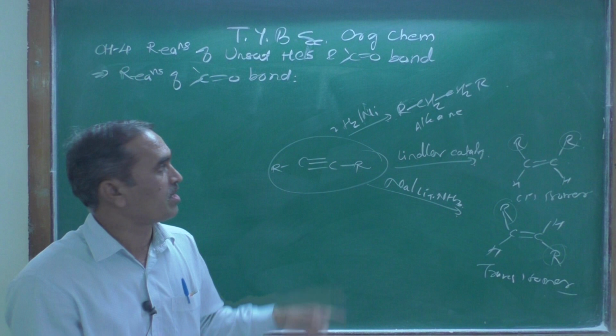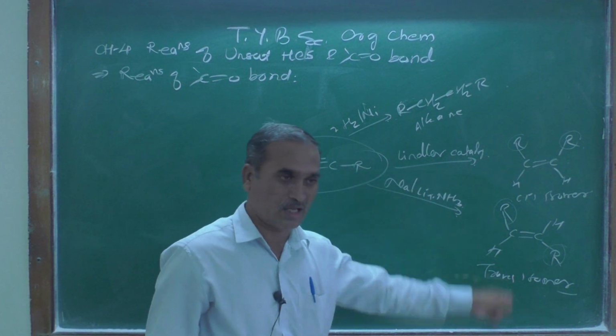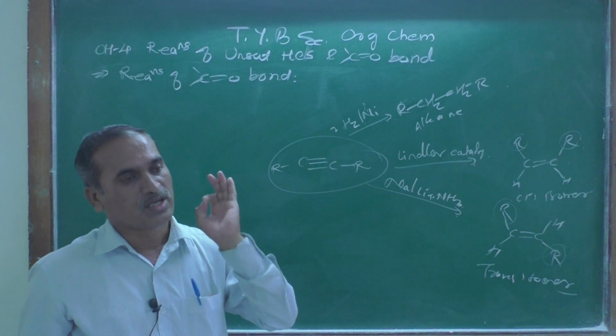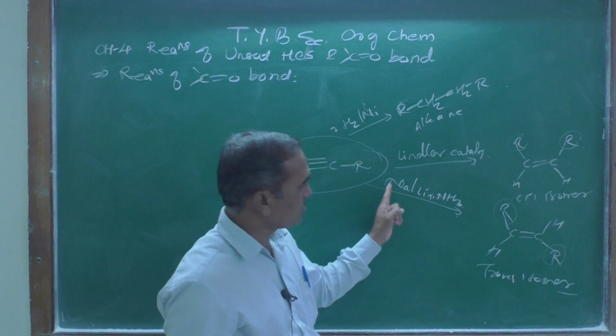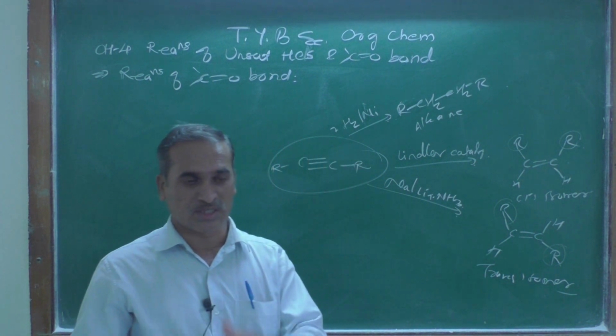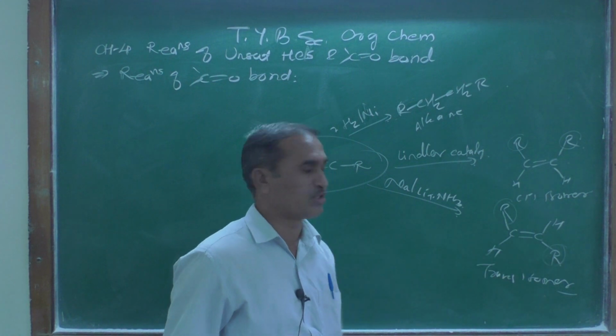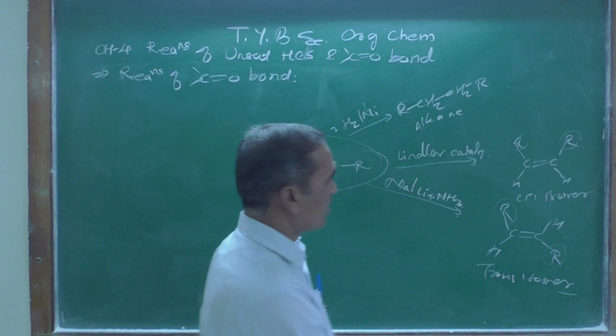as far as the carbon-carbon triple bond is concerned. Look, Lindlar catalyst always gives the cis alkene, whereas this one we can call the Birch reduction. Birch is a scientist's name, he discovered this reaction for the first time, and that's why the name is given. It gives the trans isomer.